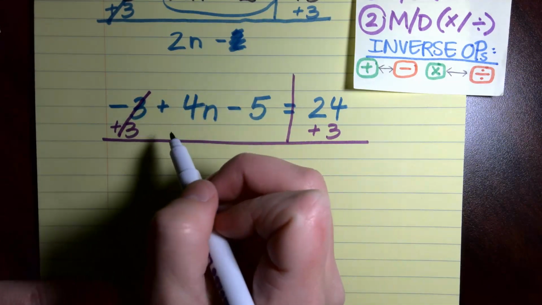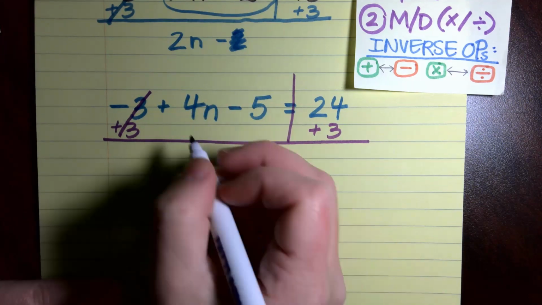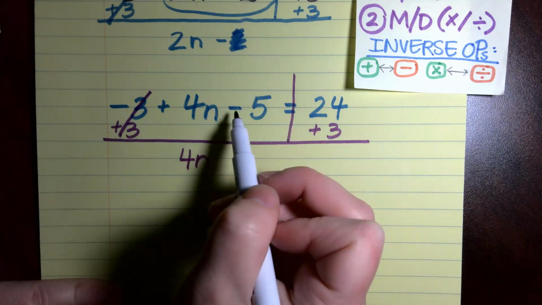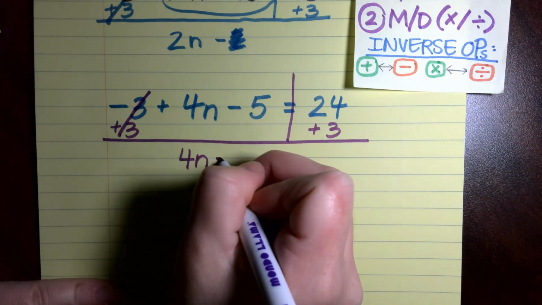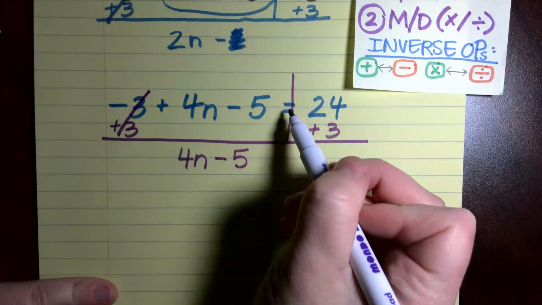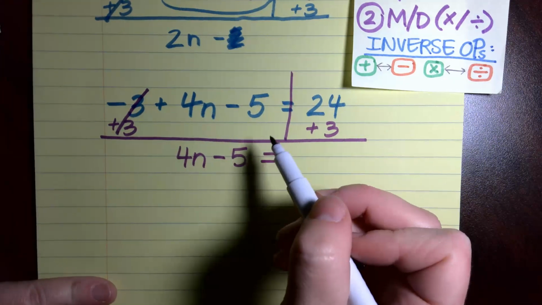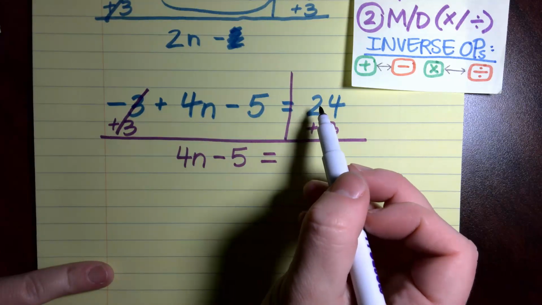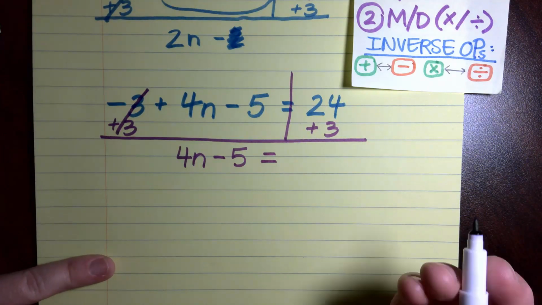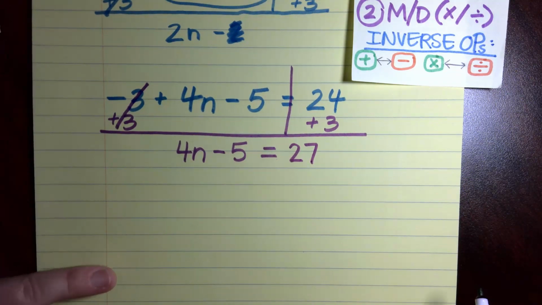So on my left side of the equation, I still have 4n. So let's write that. 4n. I still have minus 5. So I'm going to write that as well. Then I have my equal sign. And I need to figure out what 24 plus 3 is. What's that? 27. Good. So I'm going to write my answer right below it.